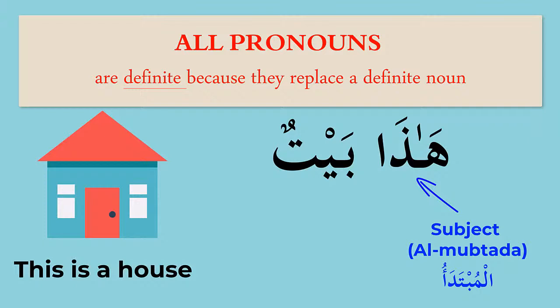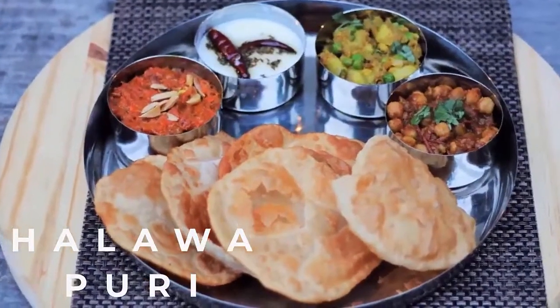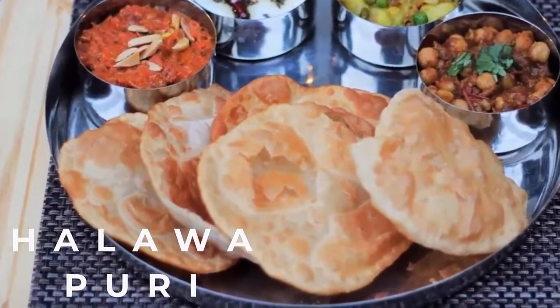Okay, hada baytun. What is hada? Mubtada. Oh, where is the khabar? Baytun. But I told you this is all halwa puri. Now do you believe me? It is all halwa puri.